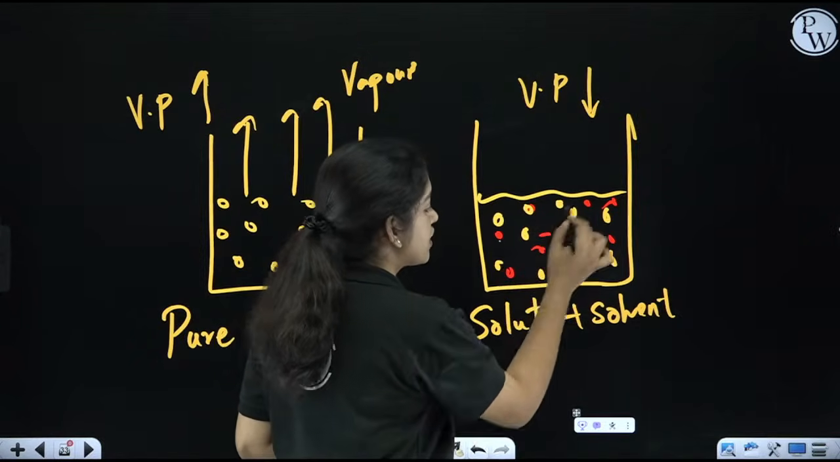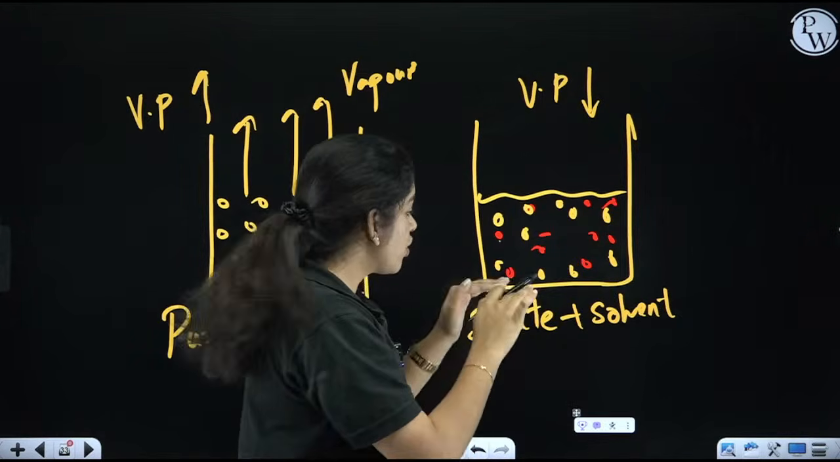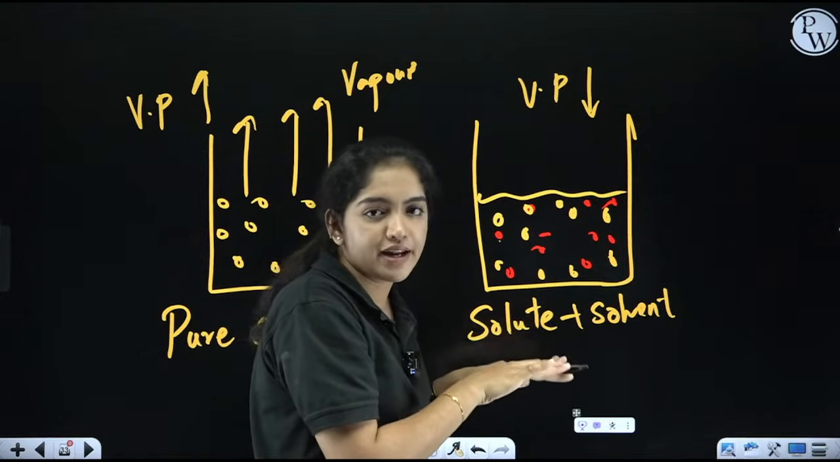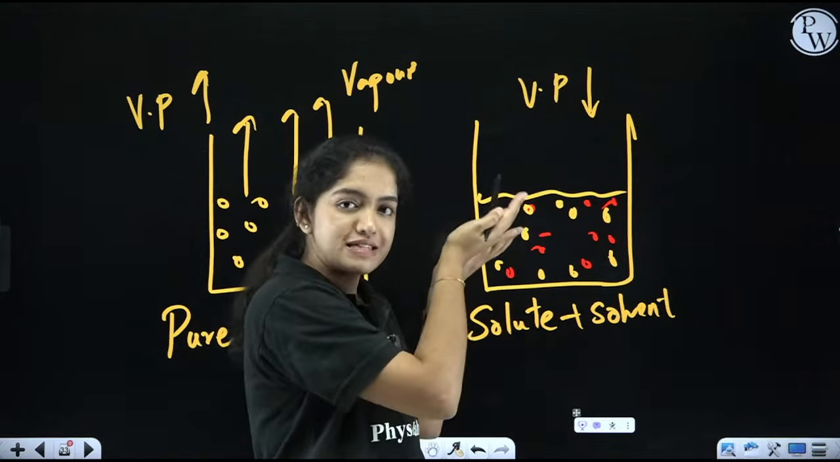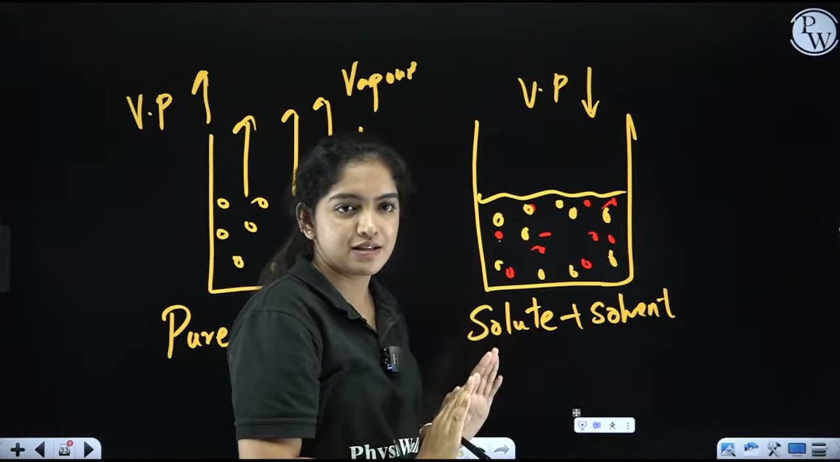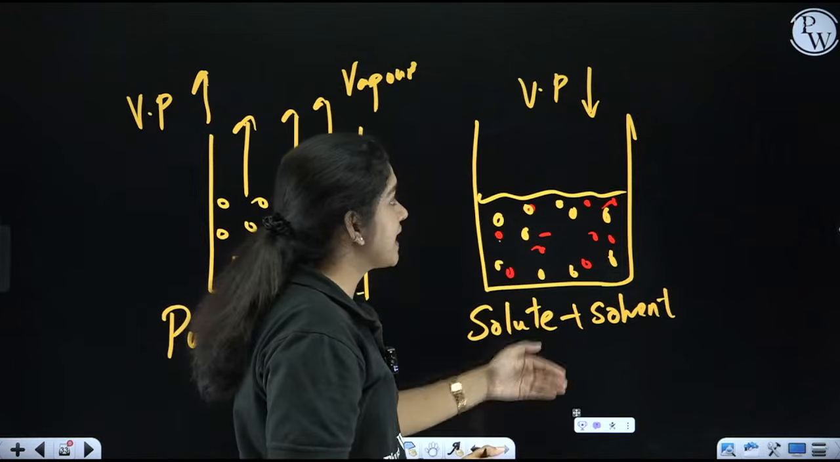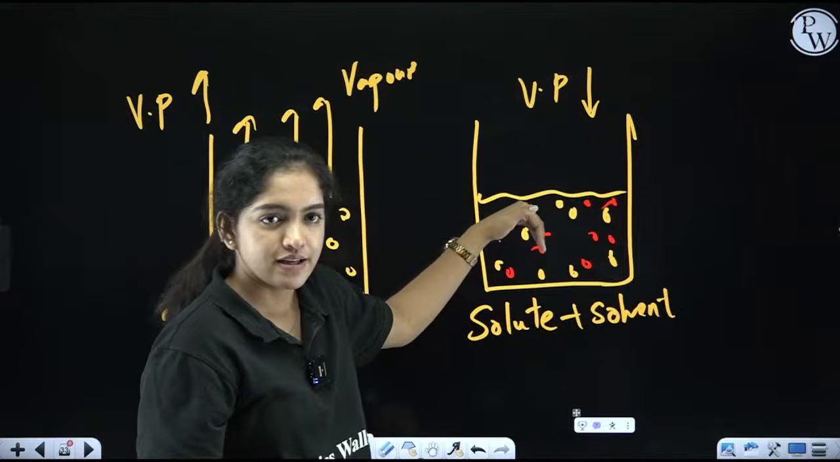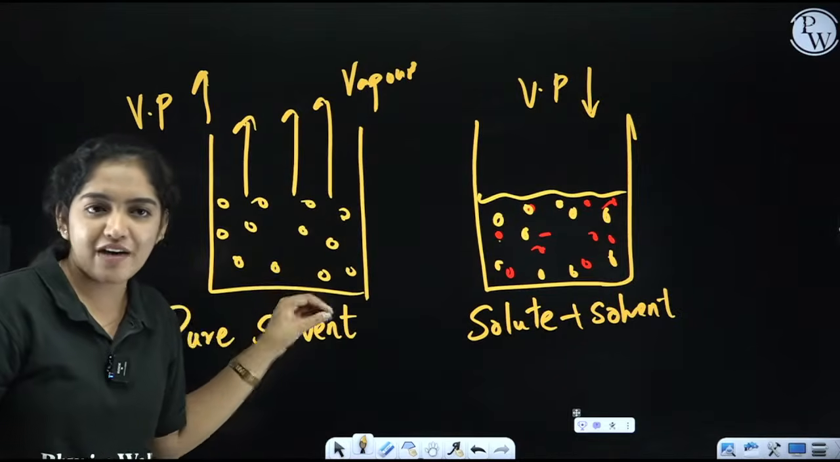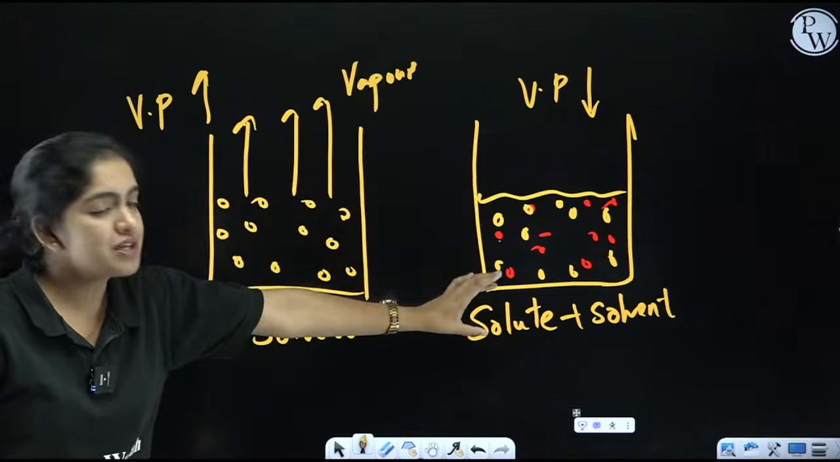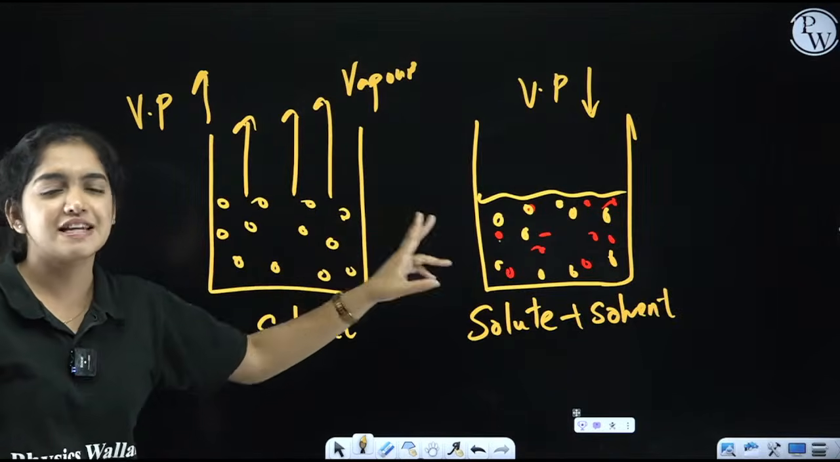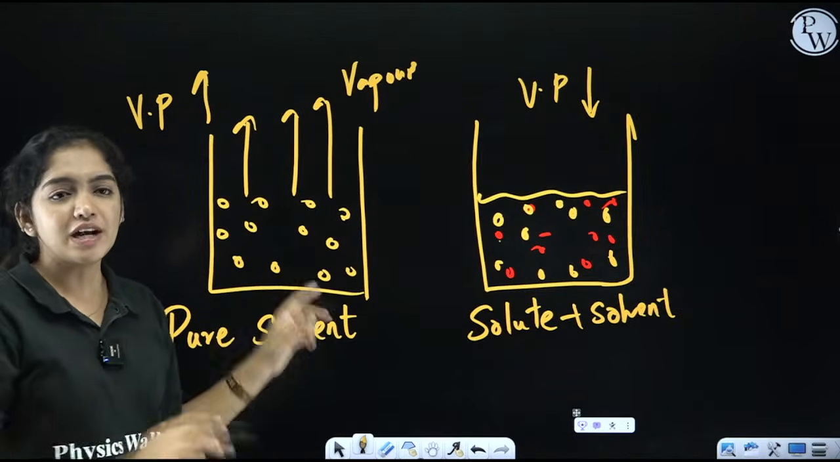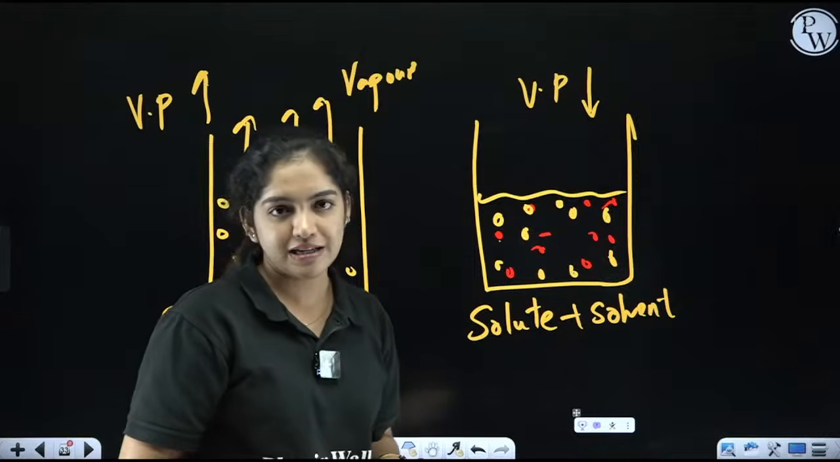Look at the red color. These red color molecules are mixed with the solvent. So the solute molecules will give a barrier. It won't allow the solvent to go easily. It will give some obstacles. Okay. In that case, the vapor pressure starts to decrease. Clear? So solvent will be having more vapor pressure. Solution will be having less vapor pressure. That is the difference. Okay. So related to this, we are going to learn about the colligative properties also.